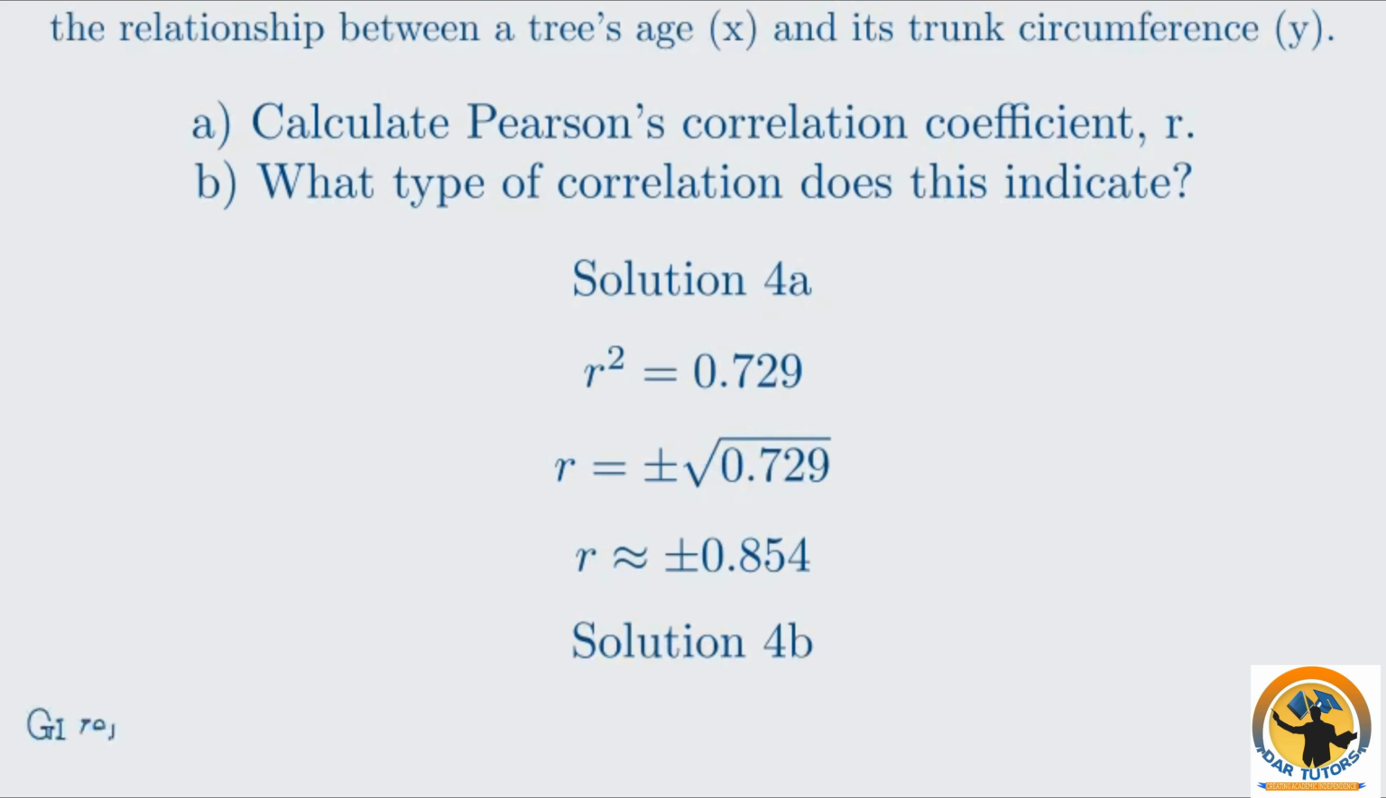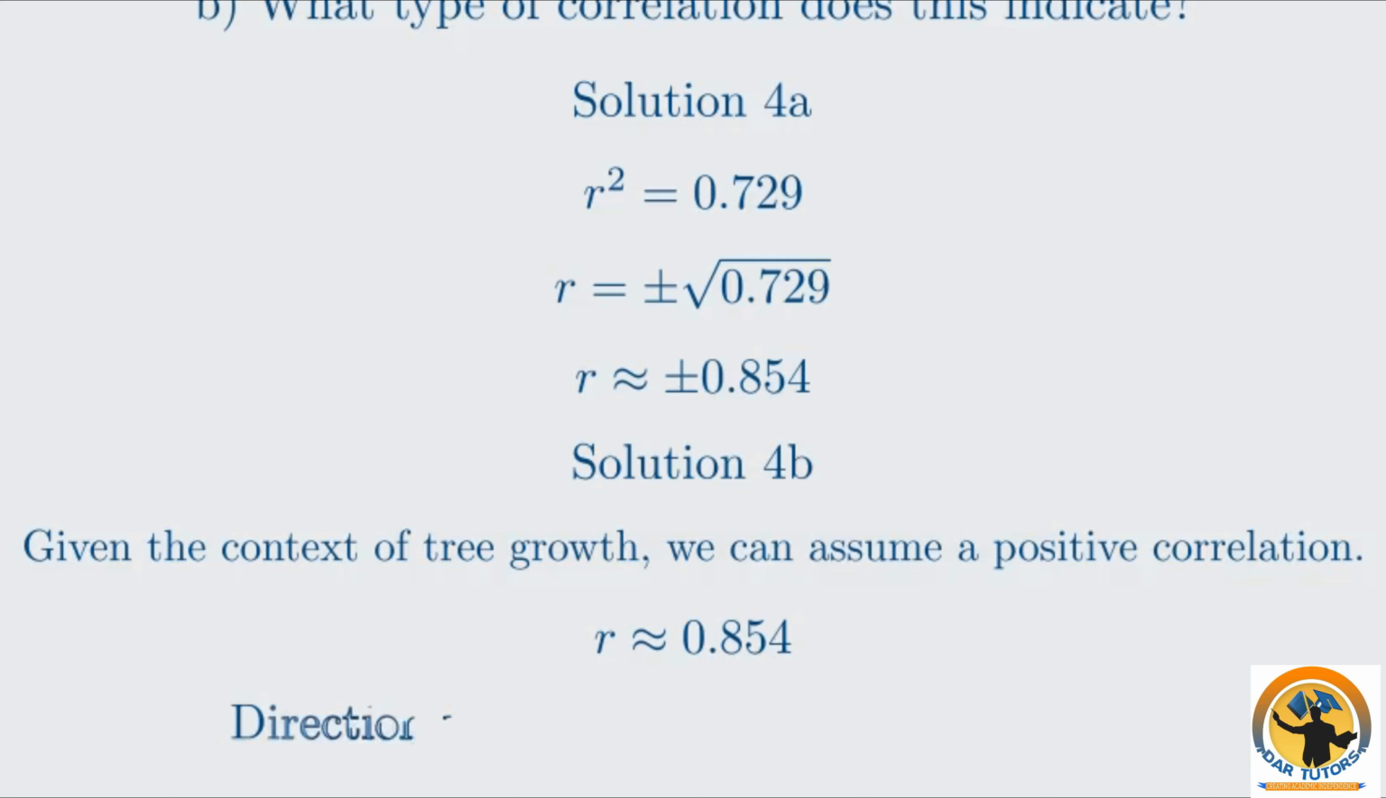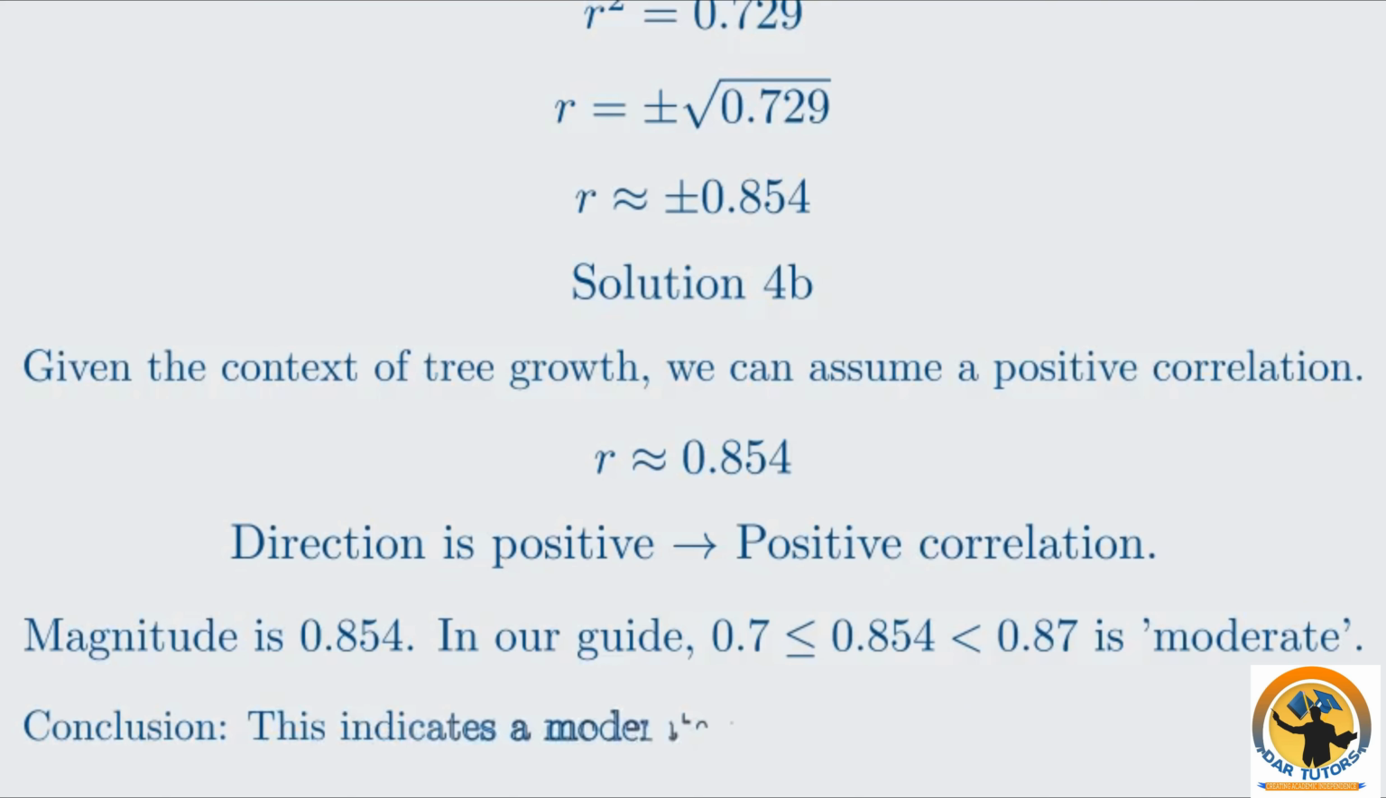Now for part B. Assuming a positive correlation, as is reasonable for age and trunk size, an r value of 0.854 is very close to 1. In our guide, 0.854 is between 0.7 and 0.87, which is described as moderate. We can therefore conclude this is a moderate to strong positive correlation.